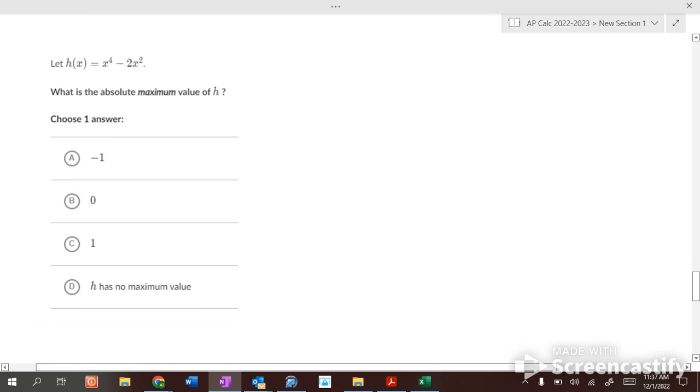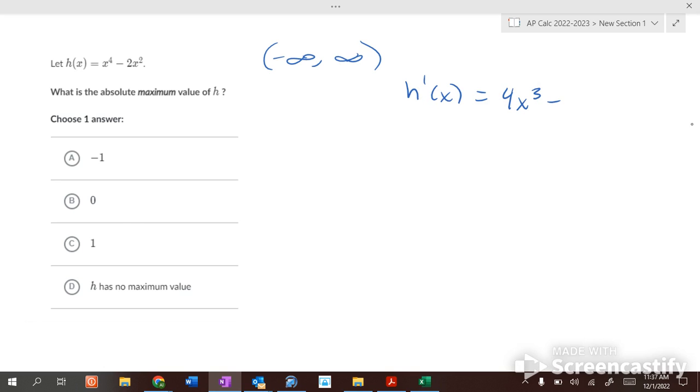Okay, here's what is the maximum value of h. Let's look at this one. Okay, so this is over, does it have a set of numbers that you're finding? No. So this is over negative infinity to infinity, what is the maximum value? So take the first derivative, set equals 0, factor out 4x, and you get x squared minus 1. How does x squared minus 1 factor?